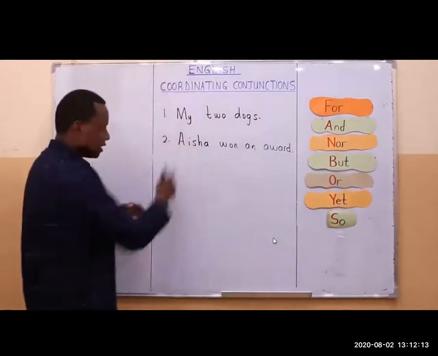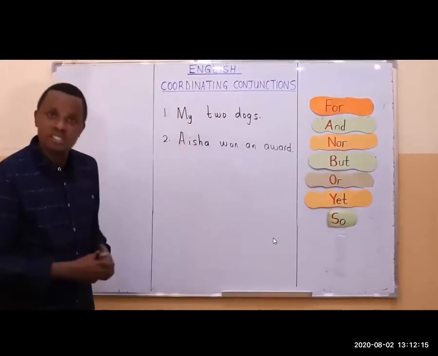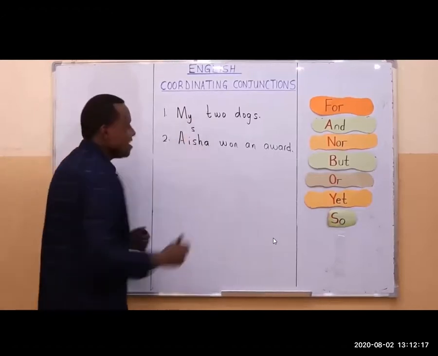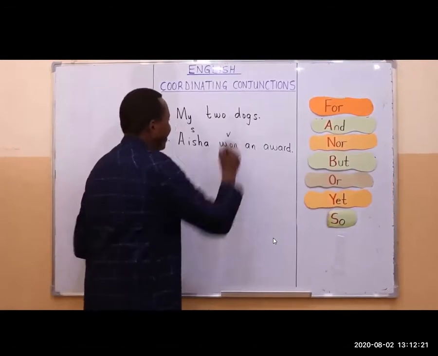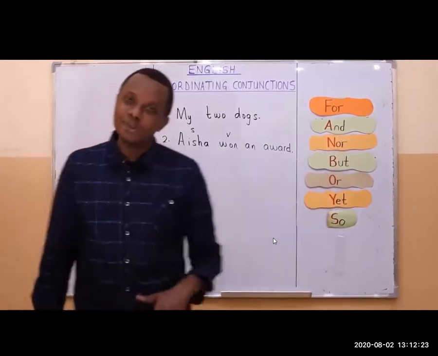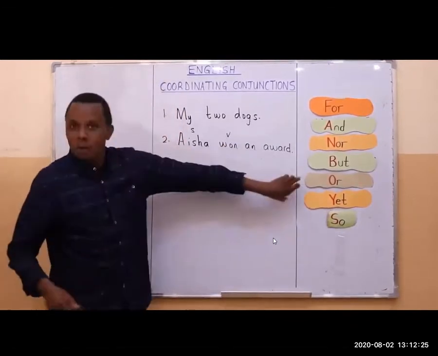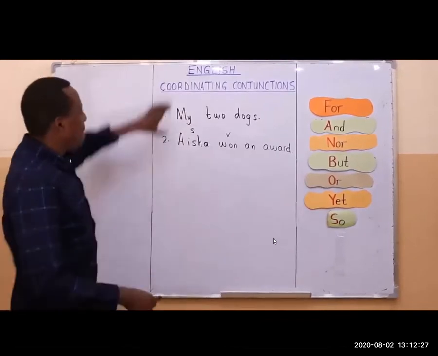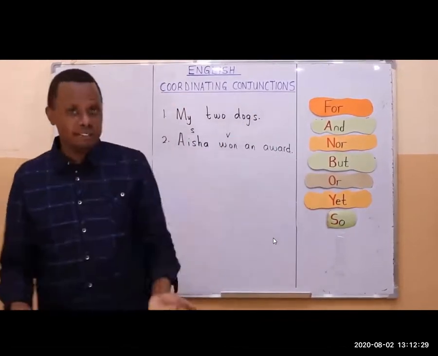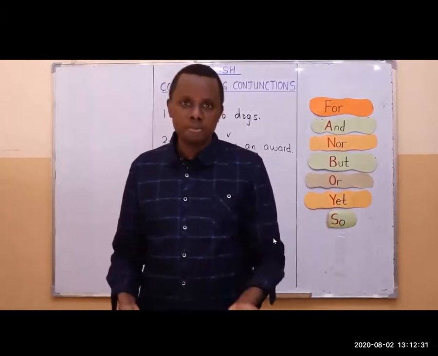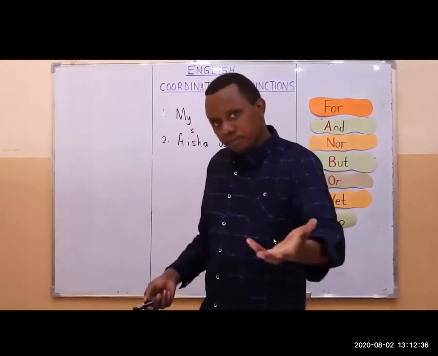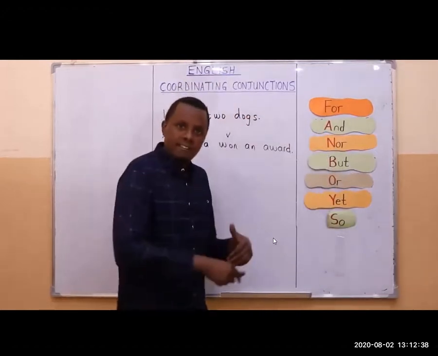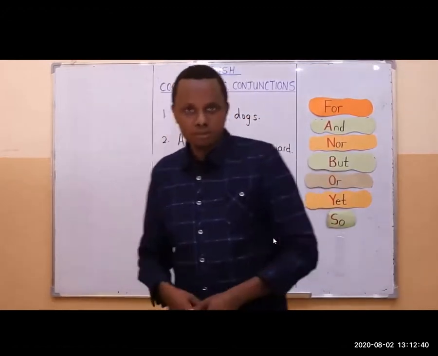However, if you come to the second sentence, we have Aisha, who is the subject. Then we have won, which is a verb. And that automatically tells you that Aisha won an award is a clause, but my two dogs is a phrase. And that is basically the difference. A clause has a subject-verb combination. A phrase does not have a subject-verb combination.